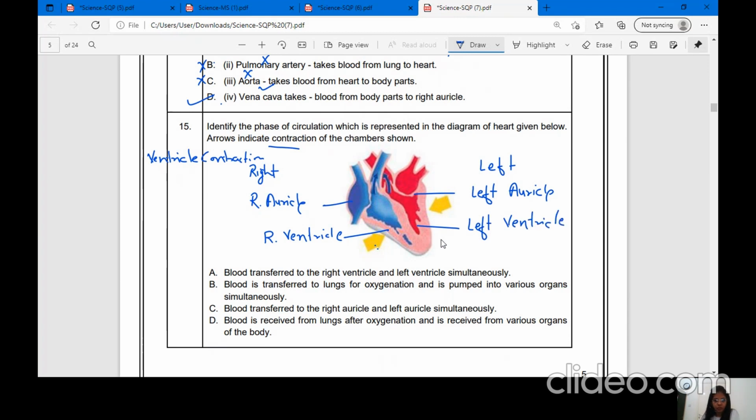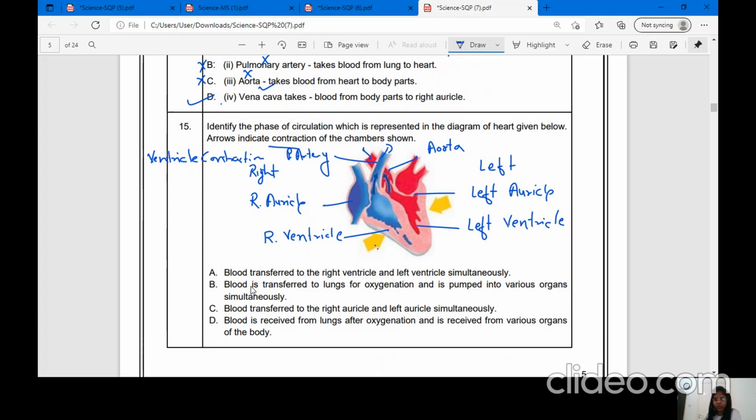Now, ventricles are contracting. If the ventricles are contracting, then what will happen? Blood will move. Move where? It will move to aorta, and aorta will be connected to all parts of body. Oxygenated blood from left ventricle will be pumped to aorta and it will be distributed to body. From right ventricle, deoxygenated blood will go to pulmonary artery and pulmonary artery will be connected to lungs.